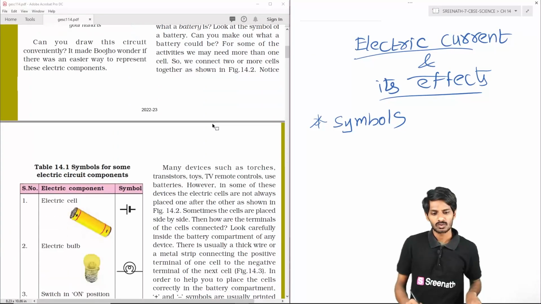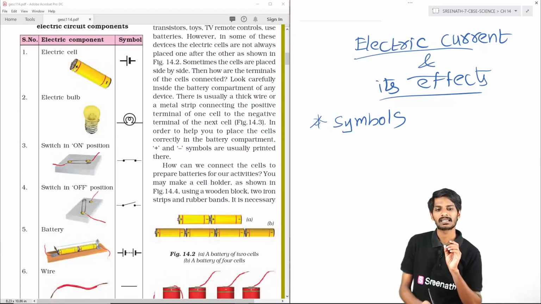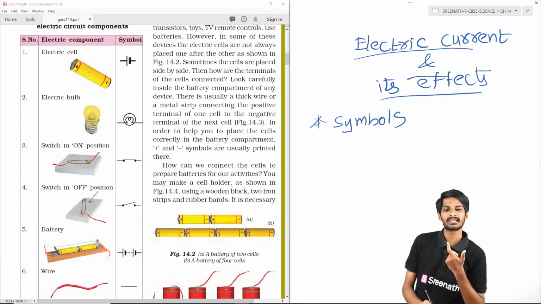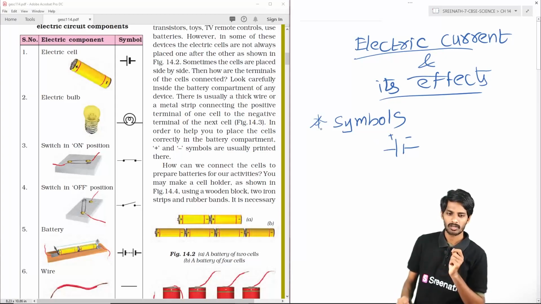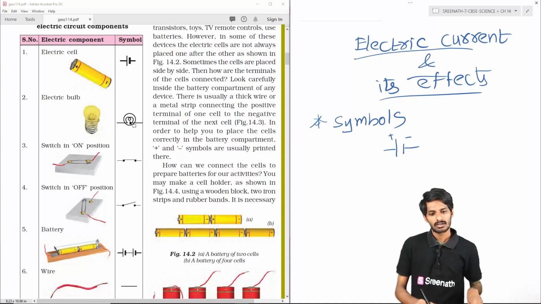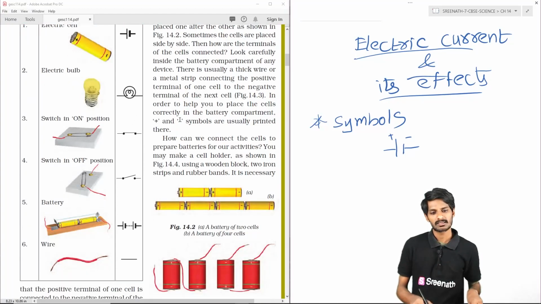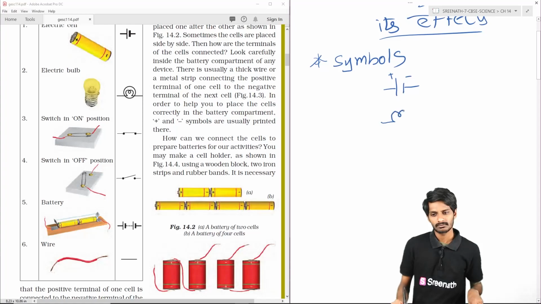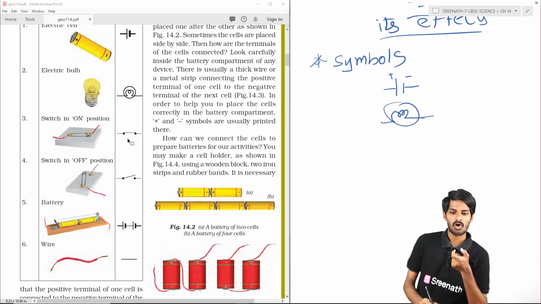If you see, this is the electric cell. For it, the symbol is like that. The longer line is the positive terminal, and the shorter one is the negative terminal. And this is the electric bulb. The switch on symbol is like that, students. Whenever the switch is on, it is like that, and whenever the switch is off, it is like that.